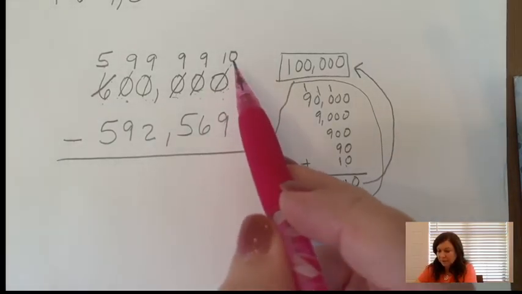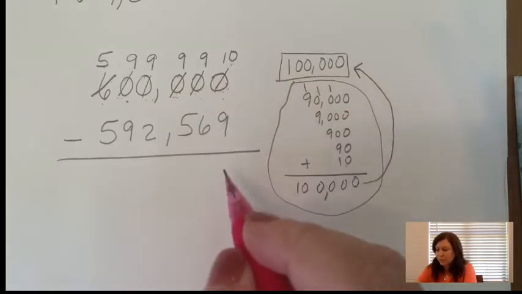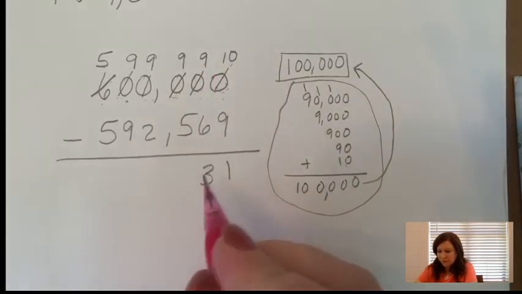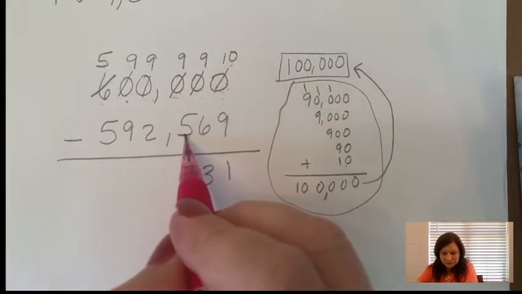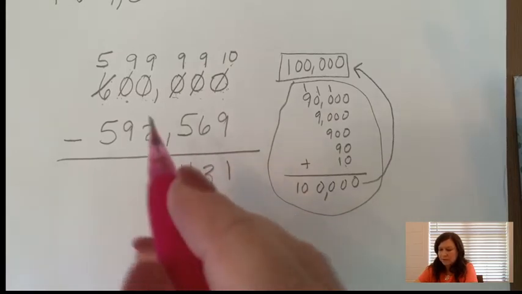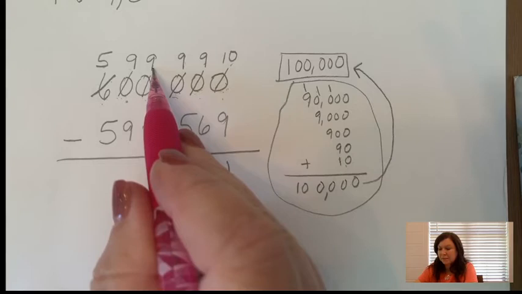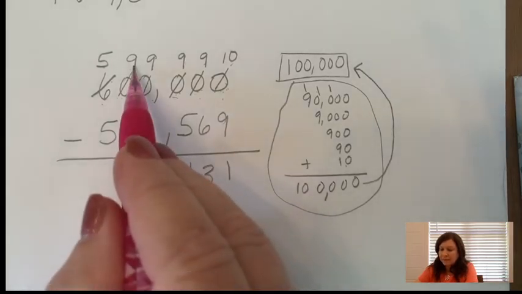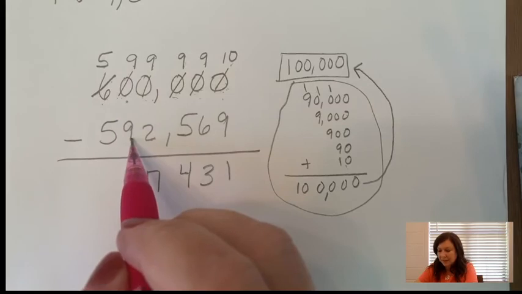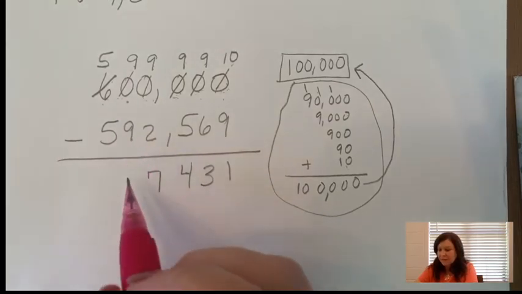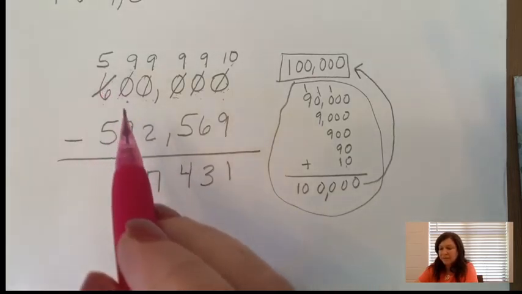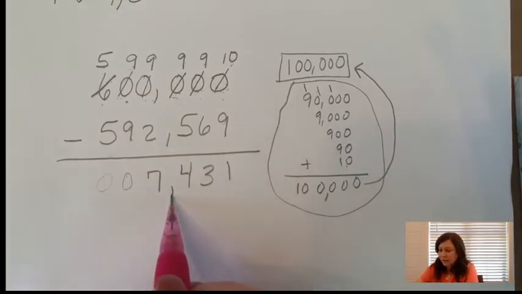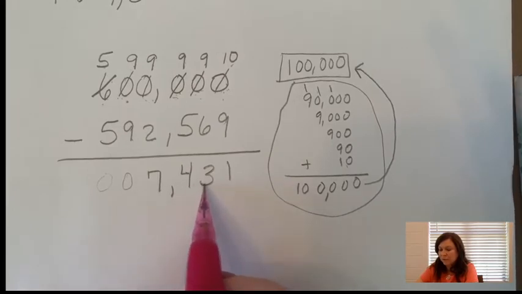So we have 10 ones minus 9 ones equals 1. 9 tens minus 6 tens equals 3. 9 hundreds minus 5 hundreds equals 4 hundreds. 9 thousands minus 2 thousands, 7, yes. 9 ten thousands minus 9 ten thousands equals 0. And 500,000s minus 500,000s equals 0. Okay, so now our final answer is 7,431.